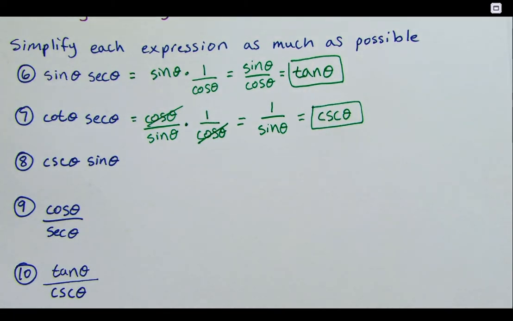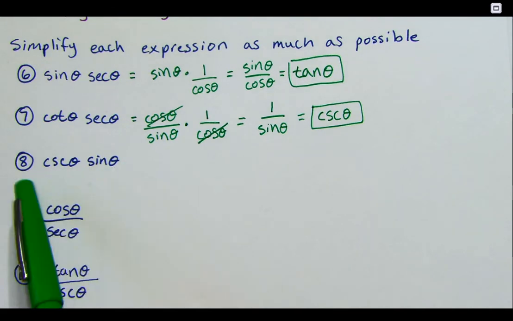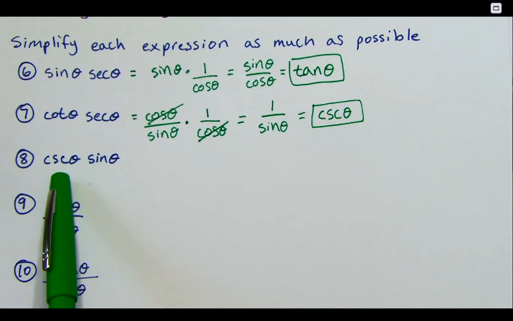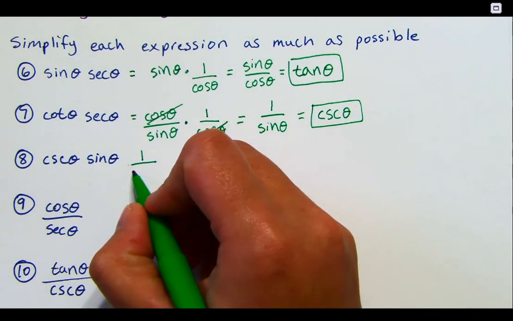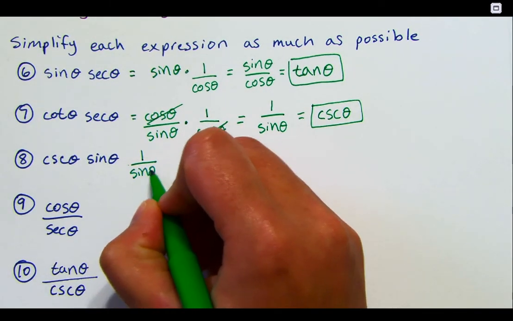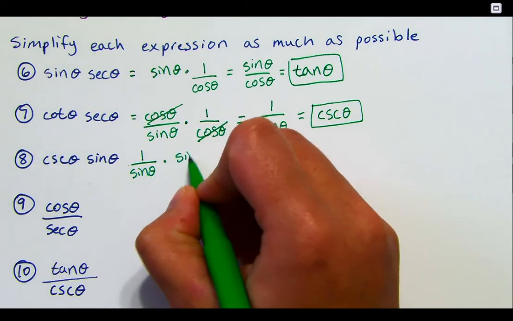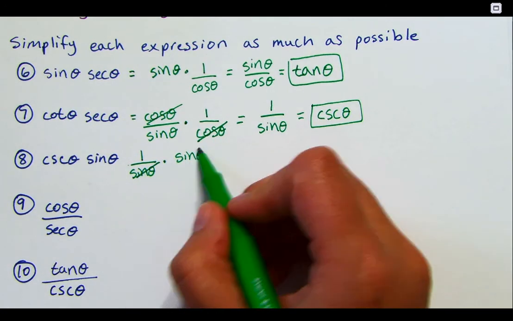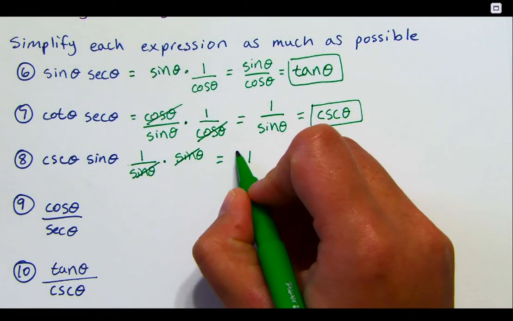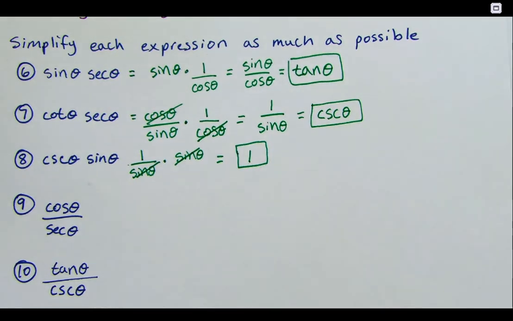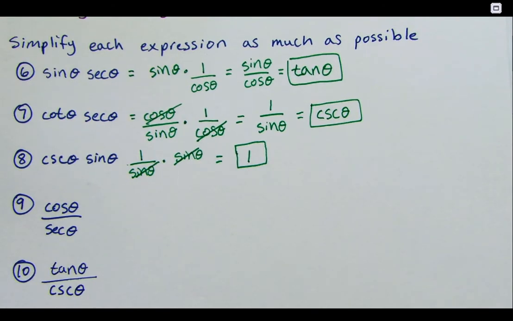All right, so 8, again, I'm not going to replace the sine, I'm going to go to this one, and I'm going to replace it with its reciprocal. So this will be 1 over sine theta, and then still times sine theta. So I'm allowed to cross-reduce, which means I am left with 1. So sometimes for these problems, we are just going to get a number for our simplified answer. So that's completely fine if that happens. And it could be a negative number too. All right, let's keep going.